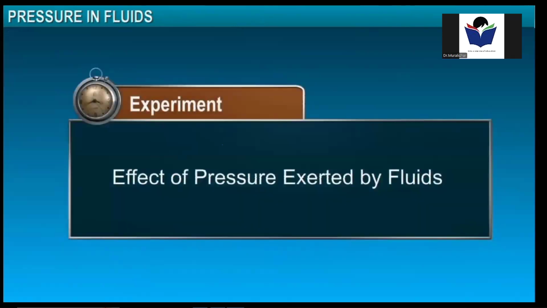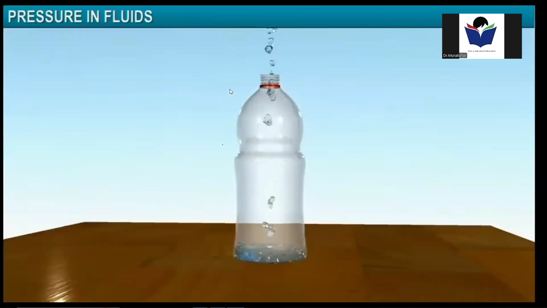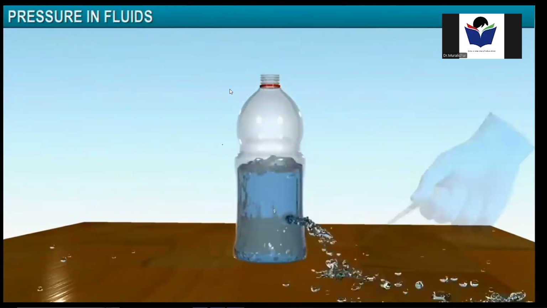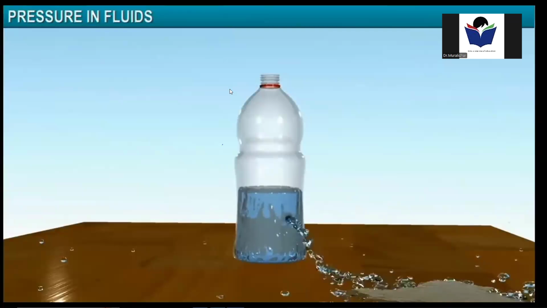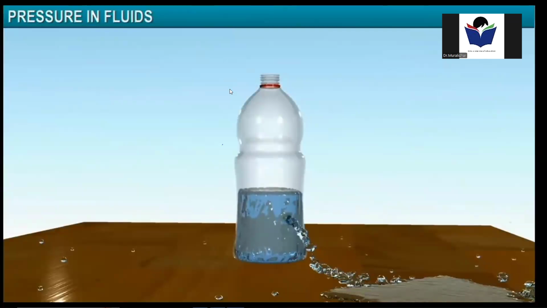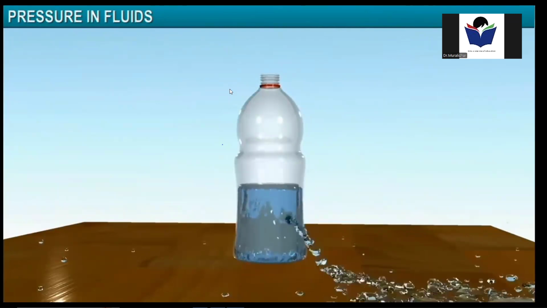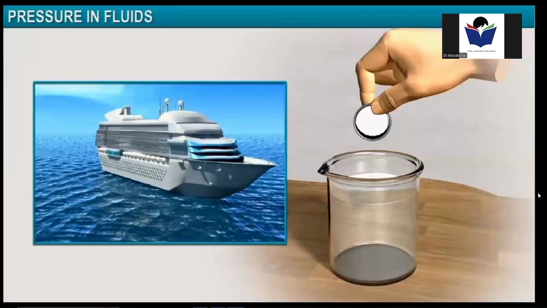We can demonstrate the effect of pressure in liquids through a simple example using a plastic bottle. Fill the plastic bottle completely with water. Then make a small hole in the lower half of the wall of the bottle. You will see that the water gushes out through the hole with considerable velocity. This velocity is due to the pressure of the fluid at that point. See how the water is coming. Now let's learn about the other forces found in fluids.